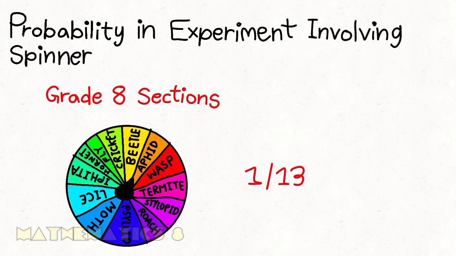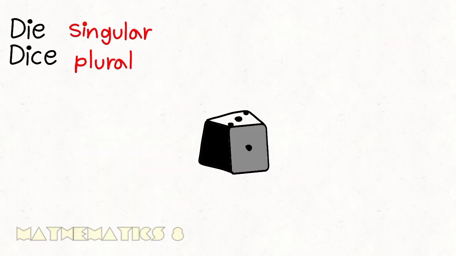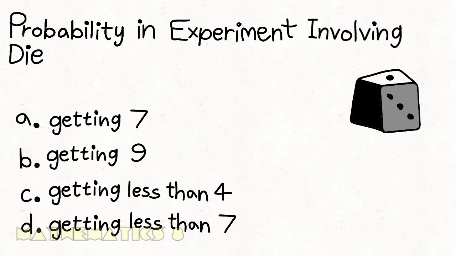A die is a small cube whose faces are marked with dots of 1, 2, 3, 4, 5 and 6 in each of the 6 faces. In rolling a die once, what is the probability of getting 7? What is the probability of getting 9? What is the probability of getting less than 4? What is the probability of getting less than 7?